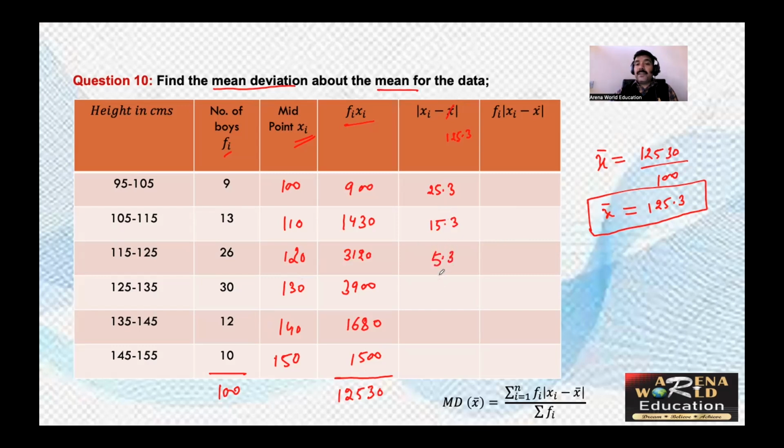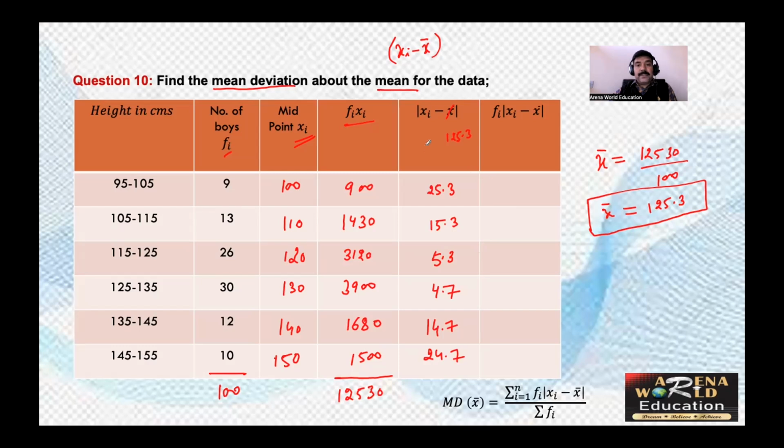Similarly, 120 minus 125.3, yes, it will be positive 5.3, right? And if you are finding it difficult, first of all, what you can do, you can find xi minus x bar, right? So then you can find the absolute value. Now 130 minus 125.3. So it will be 4.7, right? 140 minus 125.3, simply we will add 10 more. So 14.7. 150, we will add 10 more. So this will be 24.7, right?